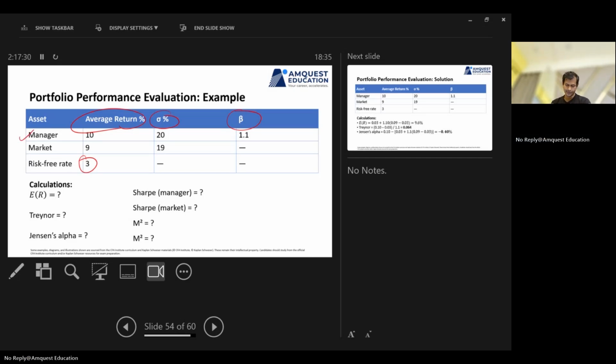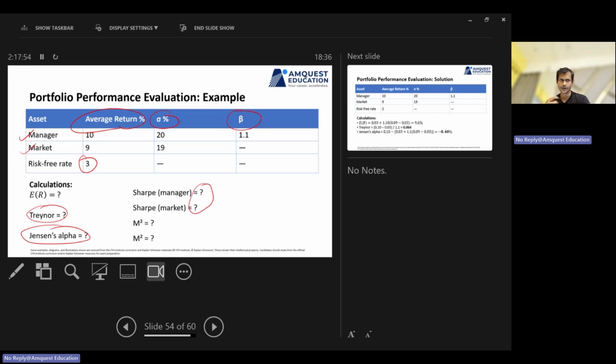Okay. Which manager, obviously, actually, is the manager better or is the market better? You need to compute for me what is the expected return and what is the Treynor ratio and the Jensen's alpha for both these products. Okay, so let's start. This is a very important summary. Let's start one by one.